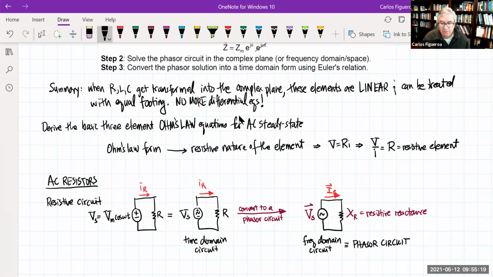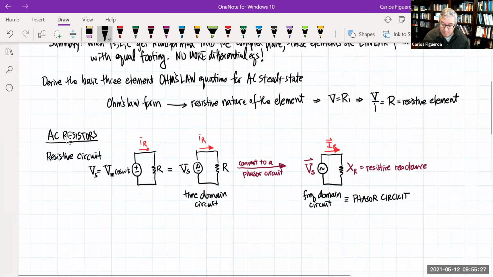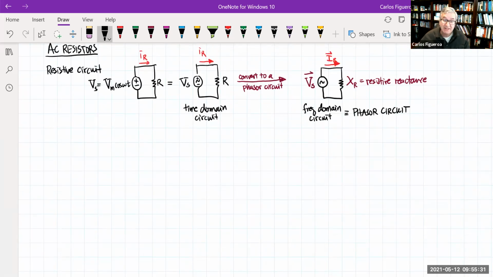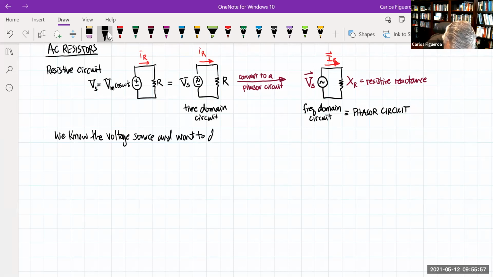So one of the important things here is that we have to look at this. Moving up a little bit, I'm going to do what looks like simple algebra, but it is. What we assume here is that we know the voltage source, and want to determine the ratio of Vm divided by Im. That's Ohm's law. So let's go do this.